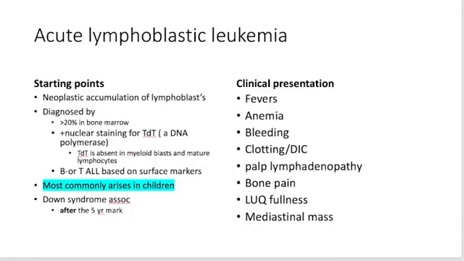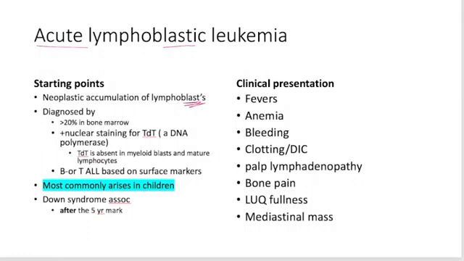Acute lymphoblastic leukemia is a neoplastic accumulation of lymphoblasts. Again, acute, blasts greater than 20% in the bone marrow. What happens here is TdT is absent in myeloid blasts and mature lymphocytes. If there are blasts present, we stain for this TdT, and if it's present, then we know that we have blasts. Okay, so that's one of the ways that we look for lymphoblastic leukemia. There are also B or T based surface markers on them. This is the one that occurs most commonly in children.